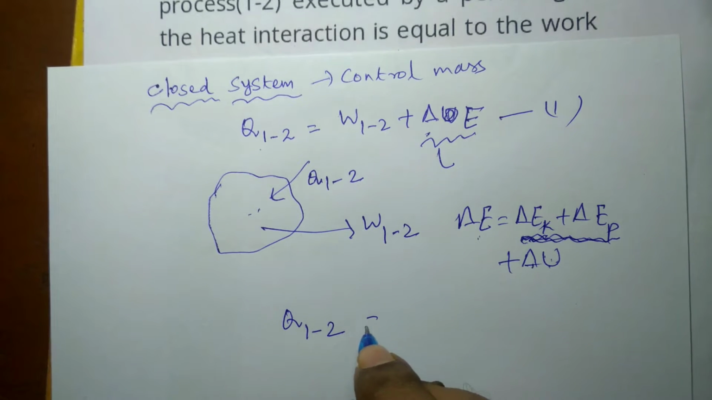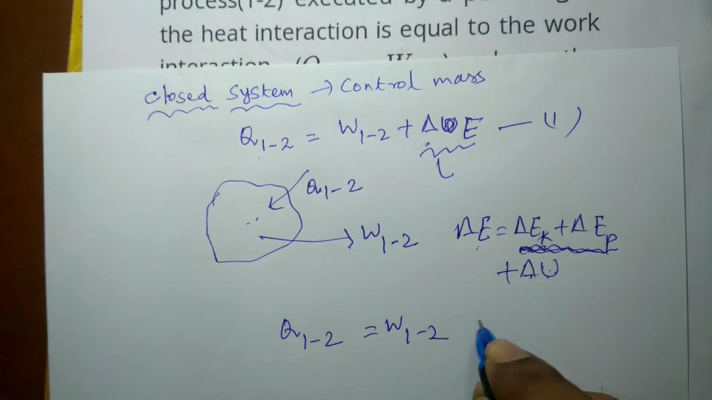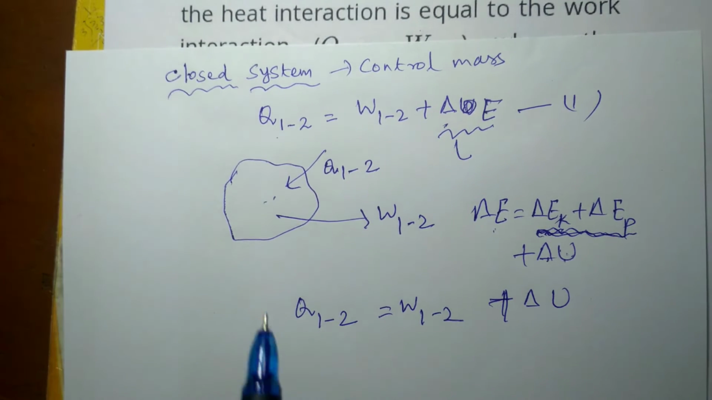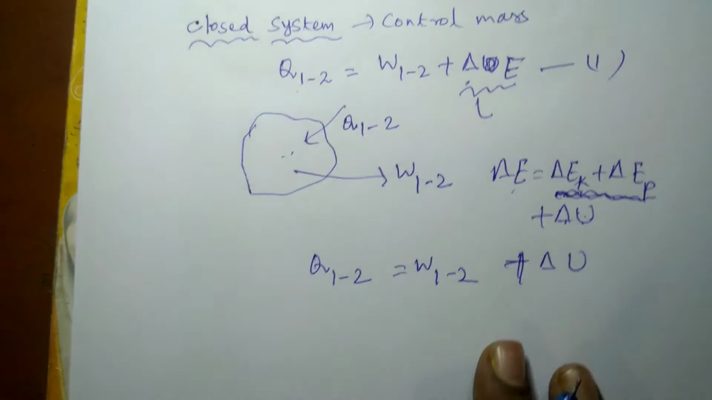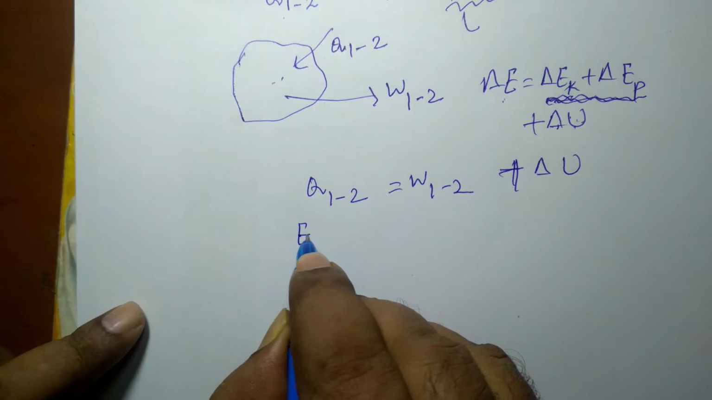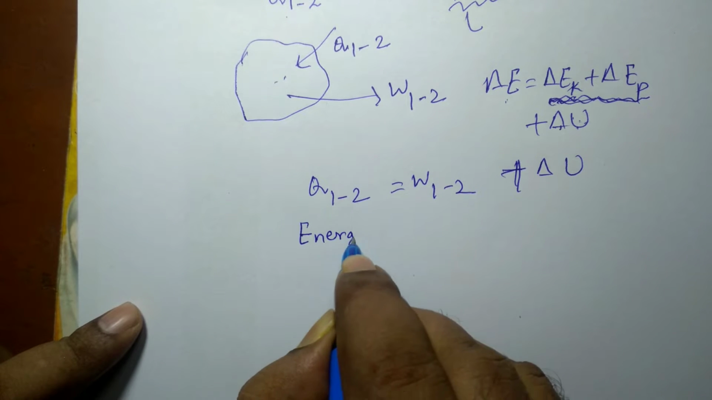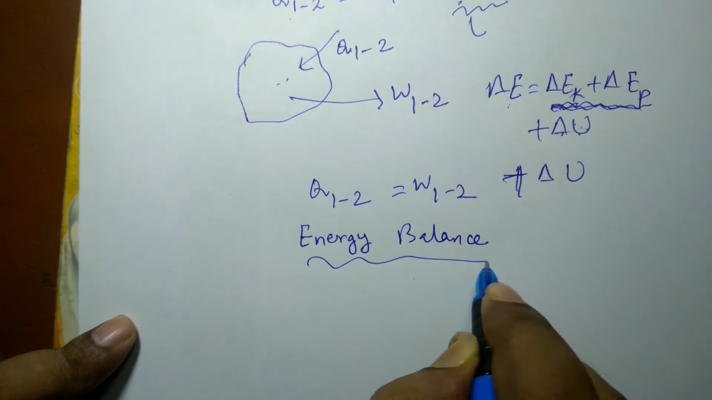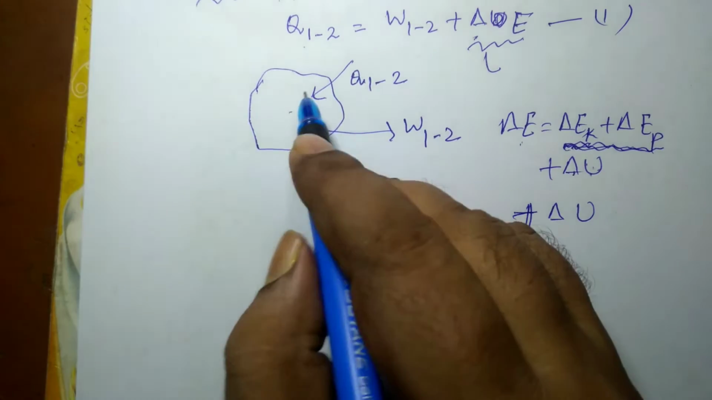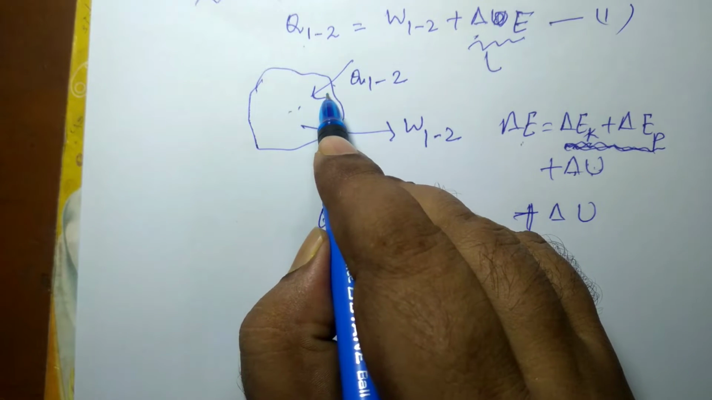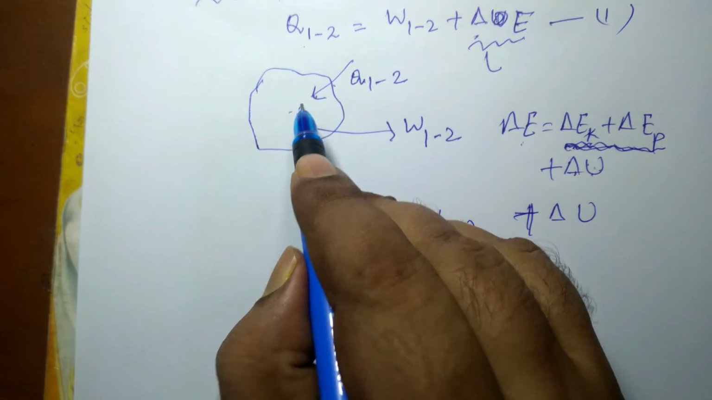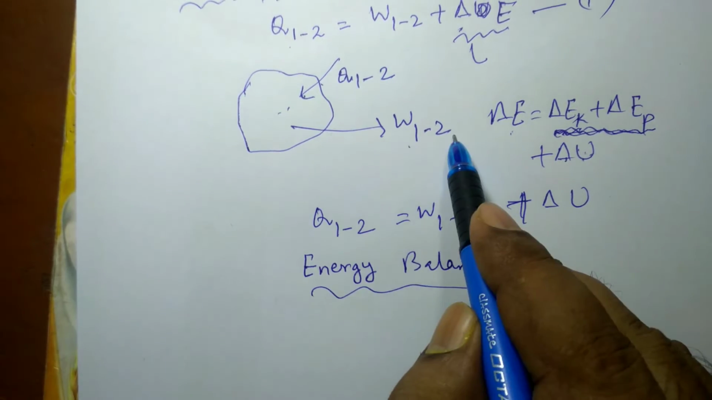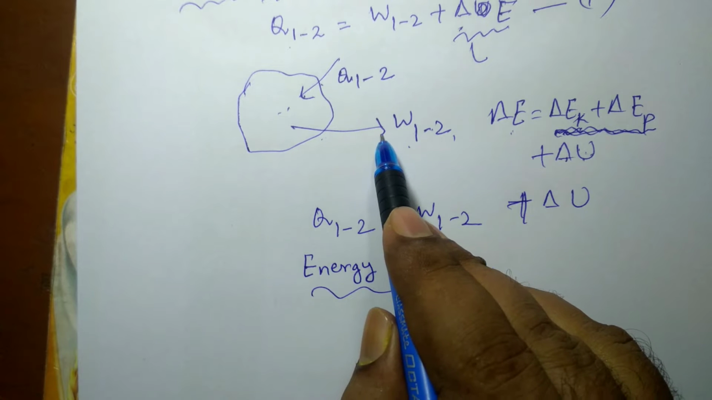Q12 is equal to W12 plus delta U. This equation is nothing but based upon the energy balance principle. How is this based upon energy balance? You see, energy coming into the system in this case is Q12, and energy coming out of the system is W12, work done by the system, but the arrow sign is away from the system.